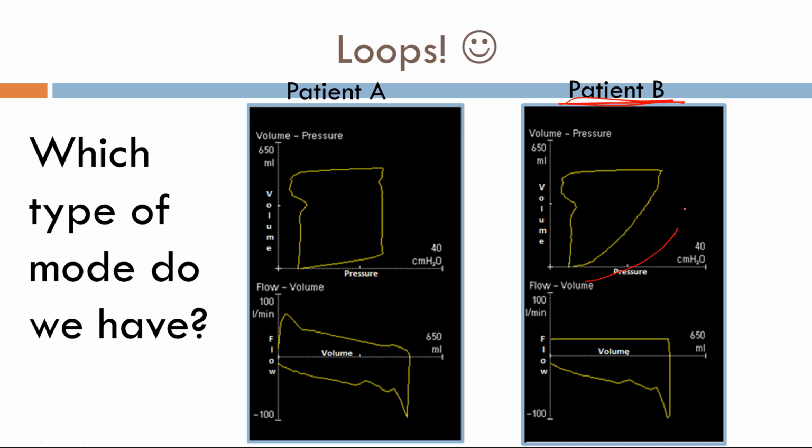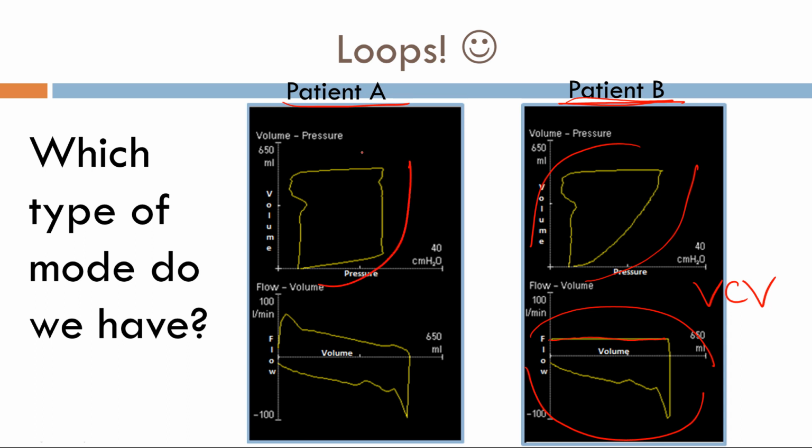So again, we have inspiration here, expiration here. Now during the inspiratory phase, the target variable should be constant. So look right here, the flow is completely constant during the inspiratory phase here. So therefore, you know that flow is your target variable. What mode of ventilation do we know that flow is the target variable? Volume control ventilation.